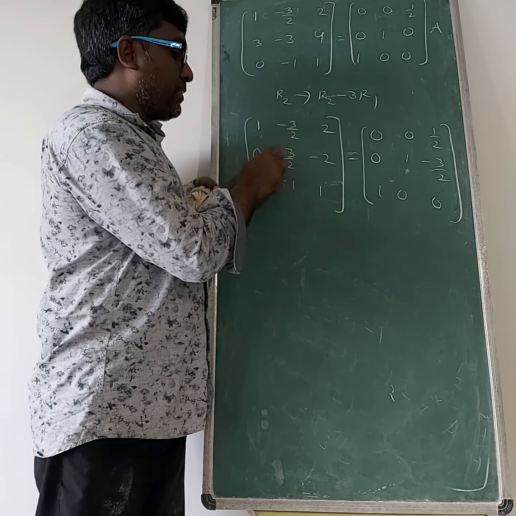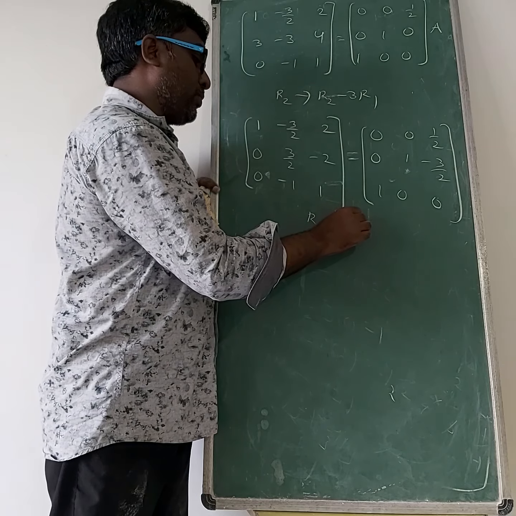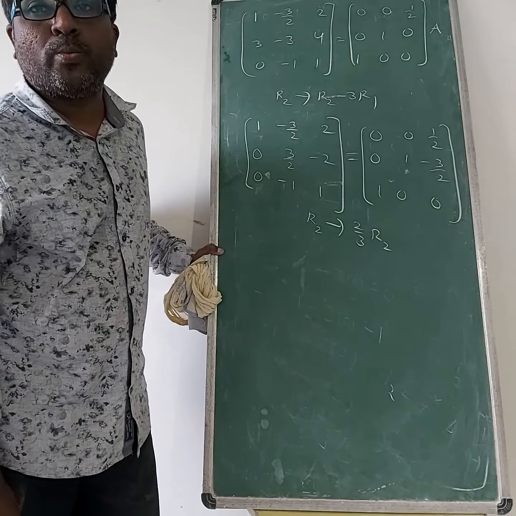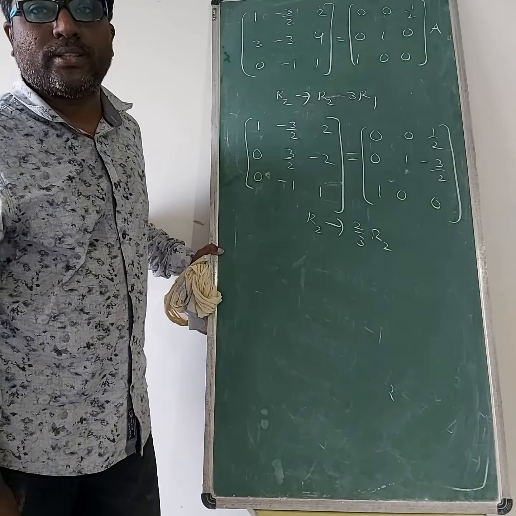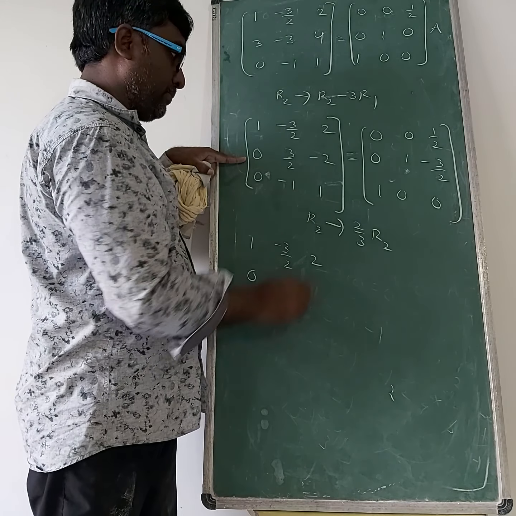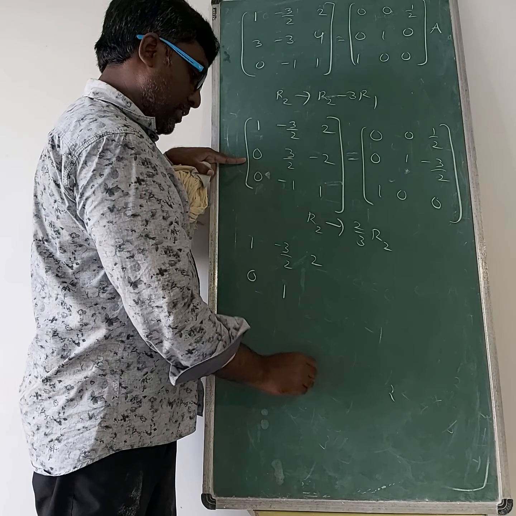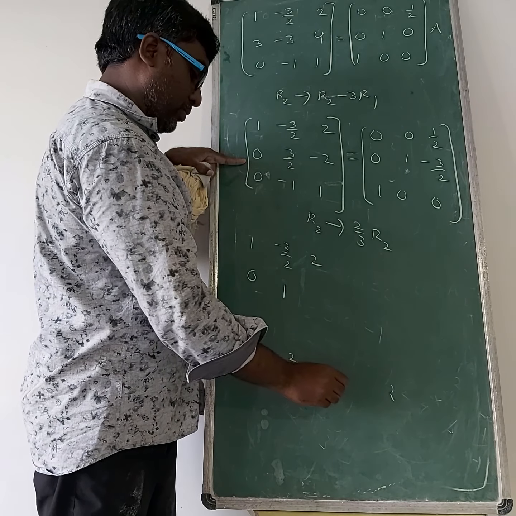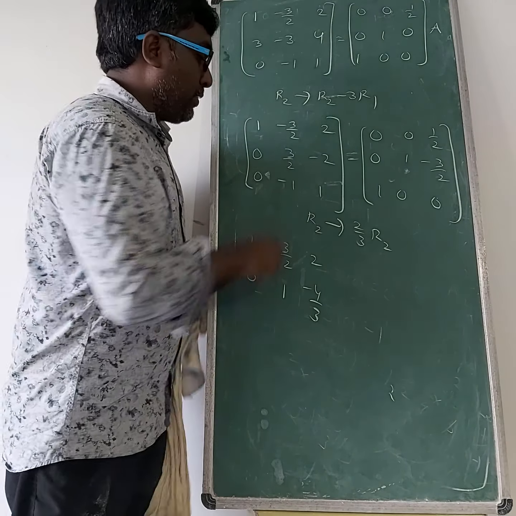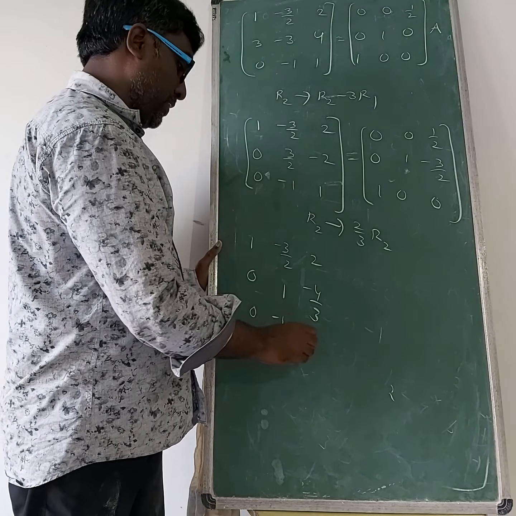Now after making these elements 0, we make this element 1. To make it 1, I will change R2 by multiplying each and every element of R2 by 2 by 3. So 0, then 1, and minus 3 by 2 into 2 by 3 as well; 3 by 2 into 2 by 3 gives 1. Then 2 by 3 into R2 value minus 2 gives minus 4 by 3. This row as it is: 0 minus 1 1.